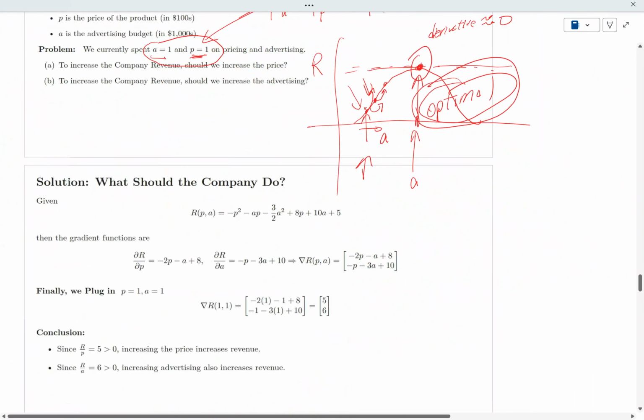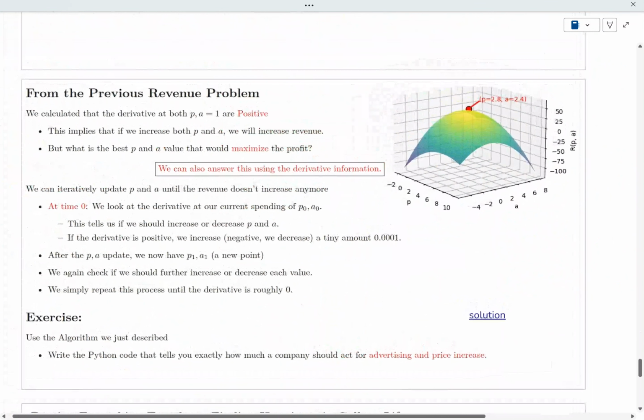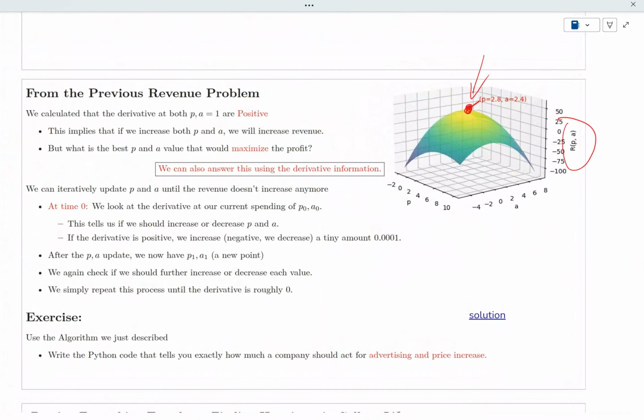So for your next exercise, your goal is essentially to write this code. Your goal is to identify this optimum location: what is the exact pricing and advertisement you want to invest in order to maximize revenue. The way you do it is to iteratively look at where you are and the direction you want to go, until you reach the point of optimal, where the derivative turns out to be 0. This could take a while, so you're going to spend the rest of the class on this.